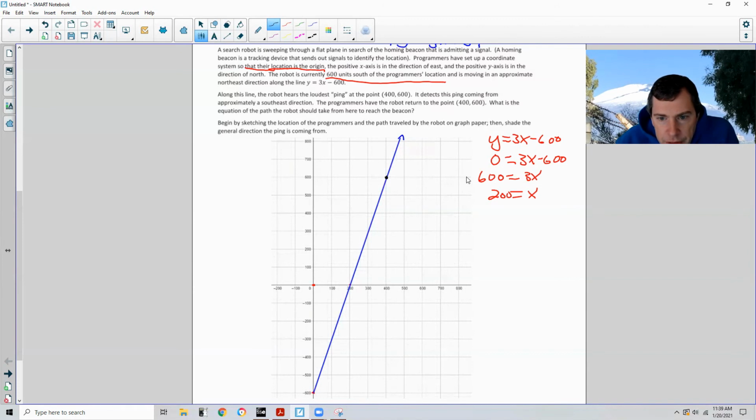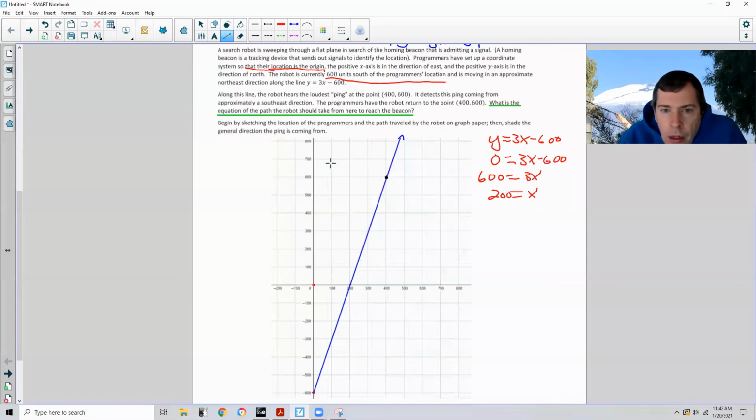So this would be due east, and it is southeast. Okay, so it says to begin by sketching the location, the programmers, and the path traveled by the robot on the graph paper. So the programmers are at the origin. The robot started at 0, -600 and went on the path of y equals 3x minus 600 and found the loudest ping to be at 400, 600. And they realized that it was southeast of there, which is this way.